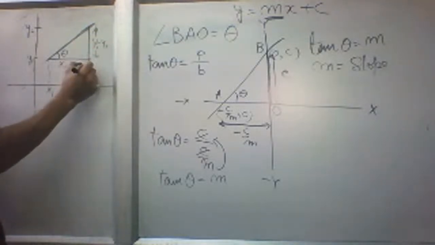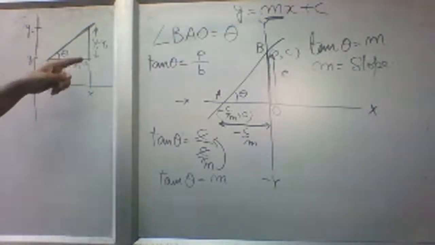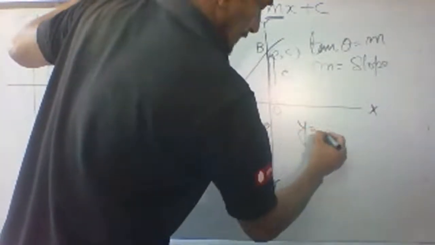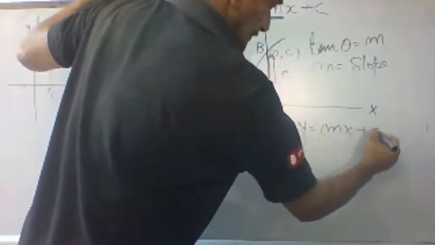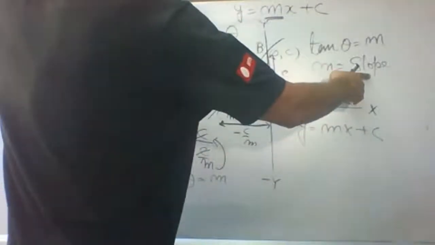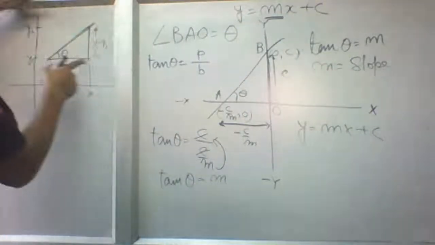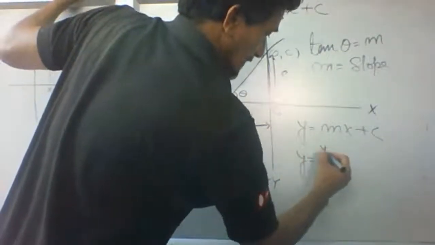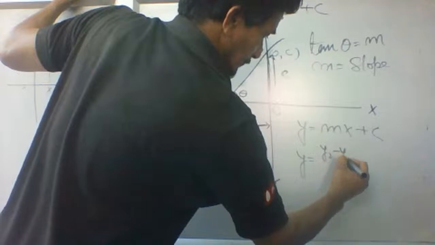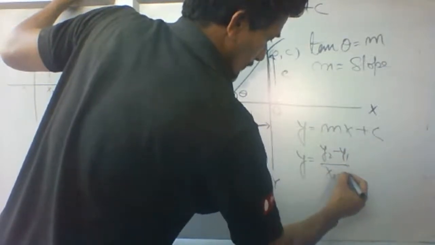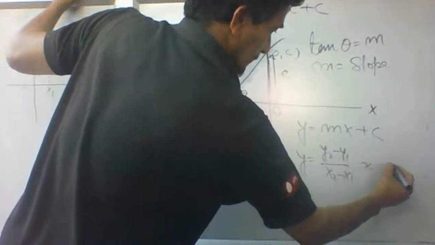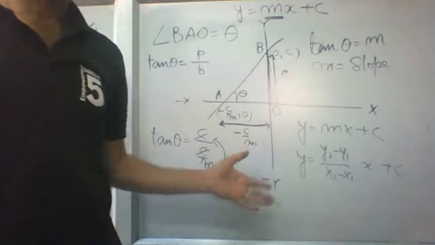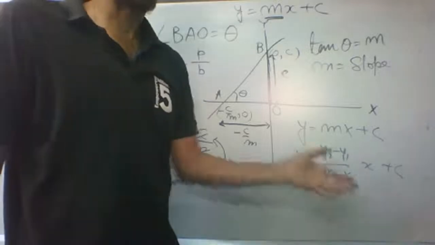Now, tan theta is equal to perpendicular upon base. Put this value over here. In y is equal to mx plus c, the value of m was the slope, which means perpendicular upon base, tan theta. So this equation will be y2 minus y1 upon x2 minus x1, times x, plus c. I have made this complicated, but this is not important for you in 9th class. In the 10th class, this is important.